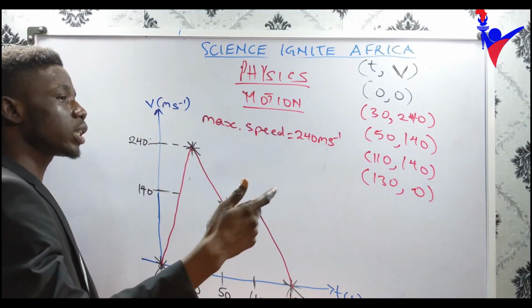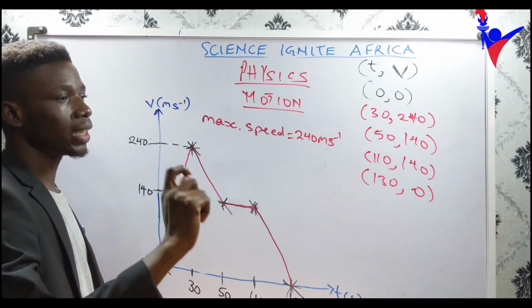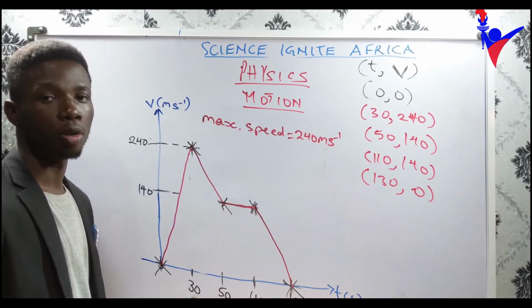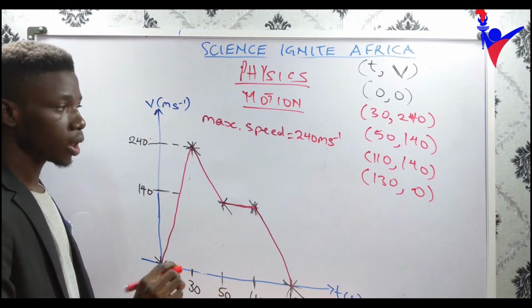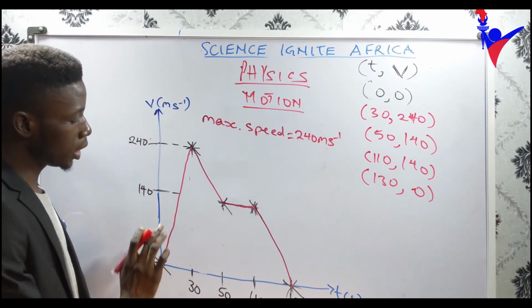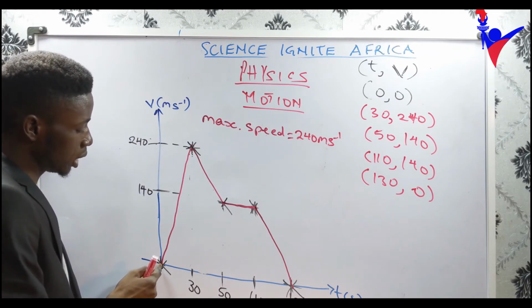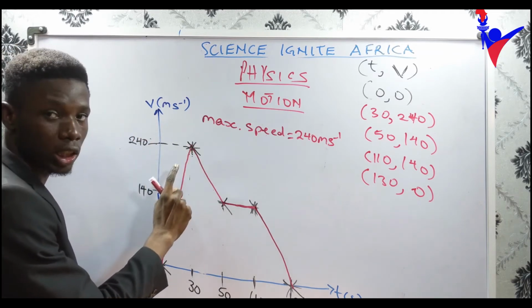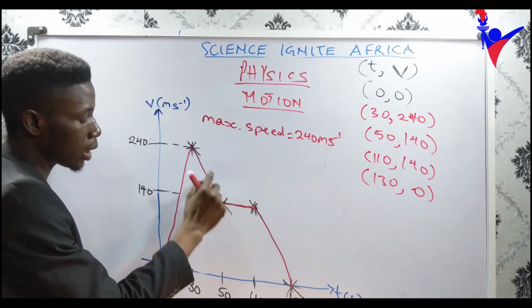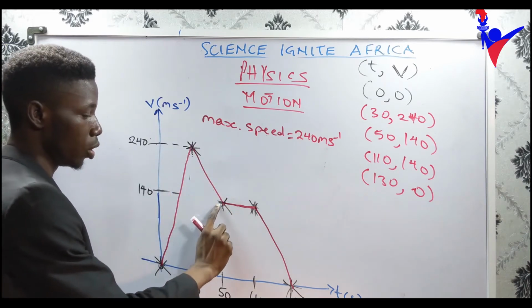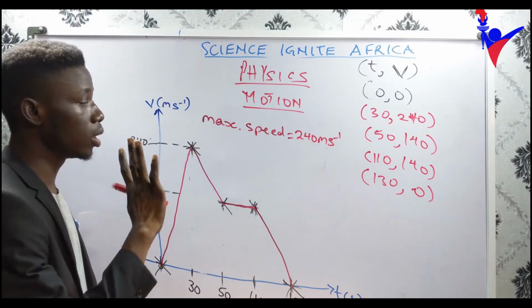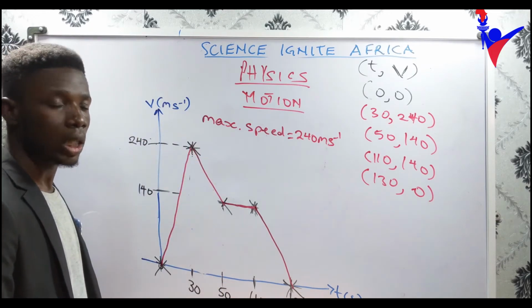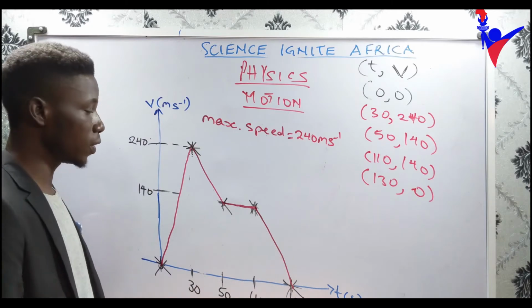Now, the next one wants me to find the average retardation as the body is being brought to rest. Average retardation. Now let's take the stages of the motion into consideration. We have how many stages here? Let's count. The body moves from here to here. That's the first stage. The body moves from here to here. That's the second stage of the motion. We have another stage here. That's 3. And this last stage, which makes us have 4 stages of motion. Now let's analyze what happened in these different 4 stages.